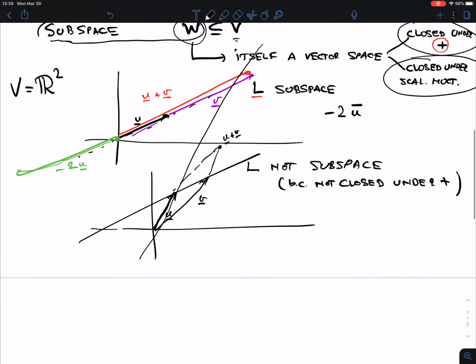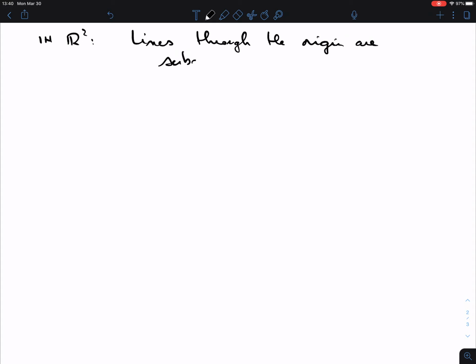So, conclusion. In R squared, lines through the origin are subspaces. And in some sense they are the only ones. Well, of course, R squared itself is a subspace. It's just everything. And there's another one, a very important one that every vector space has.